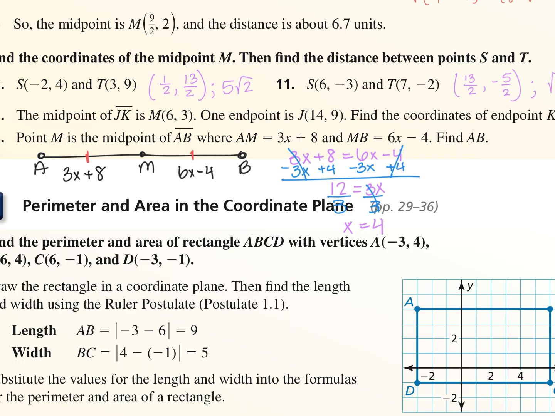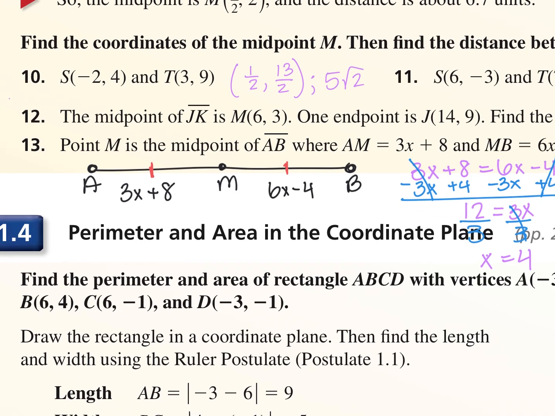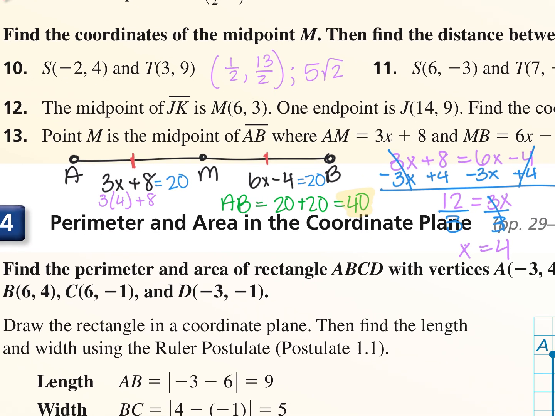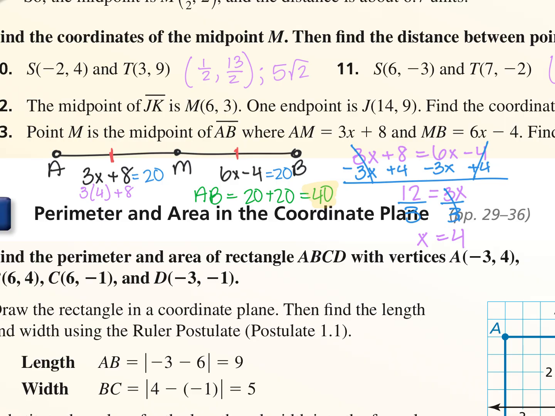Keep in mind they're not asking me for x. All I have to do is take that x and plug it into only one of them. I don't have to do it to both. So I'm going to plug it in. 3 times 4 plus 8 is going to give me 20. So this is 20, and this is 20. So my answer for AB, add them together, 20 plus 20 is going to give me 40. Okay, so 40 would be my answer for 13.